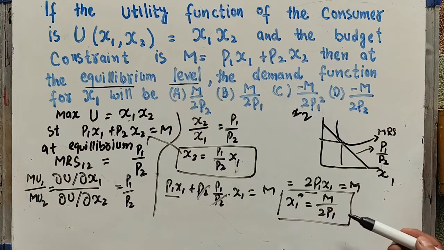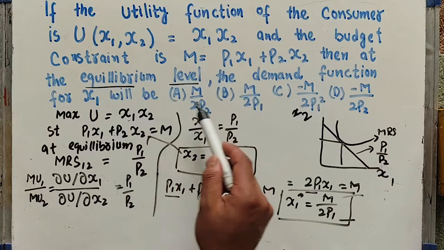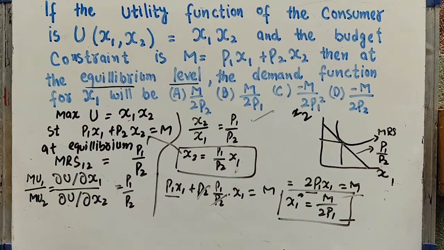That will be a function of income and prices here, and it is obviously the Marshallian demand function. When the demand for a good is a function of income and the prices, we say it is a Marshallian demand function. So we have m upon 2p1. Let us see, m upon 2p1. So option B must be correct. I hope I made myself clear in this video. Thank you.